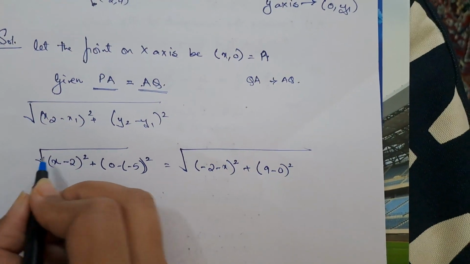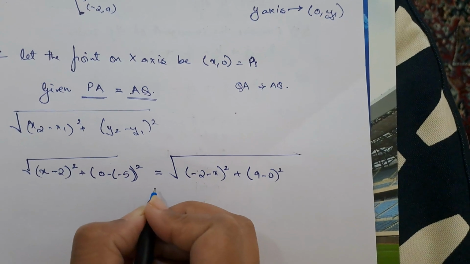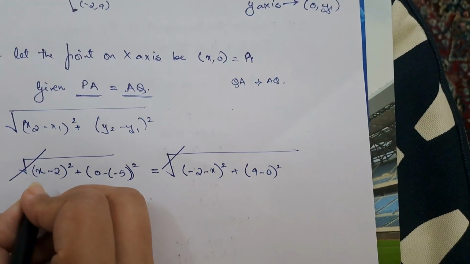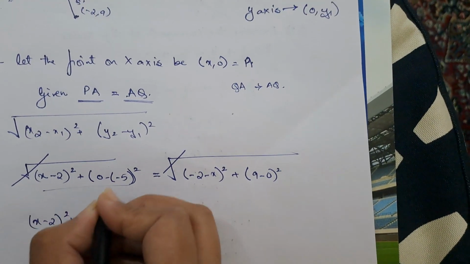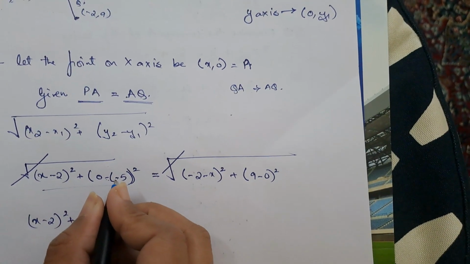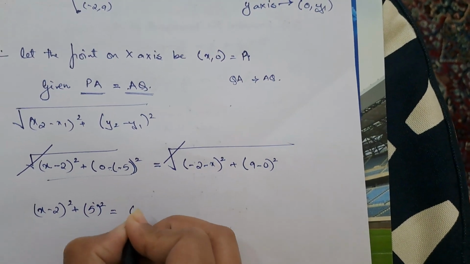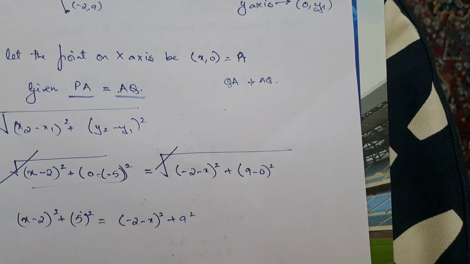Then you see there is a square root on each side of the equal to sign, so the square roots can get cancelled and I am left with only this part. What am I left with? (x minus 2) whole square plus, this becomes 0 minus of minus, plus 5 square, is equal to (-2 minus x) whole square plus 9 square.